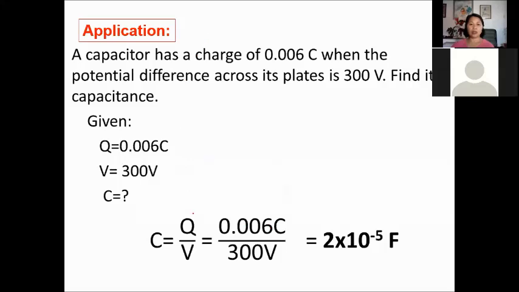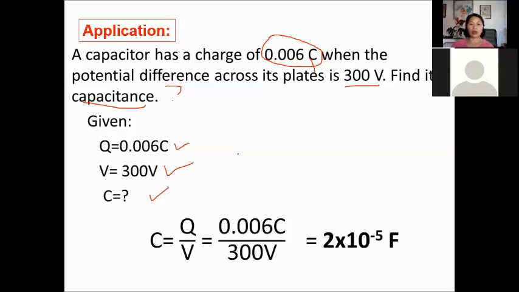Let us solve a simple problem to illustrate the concept of capacitance. A capacitor has a charge of 0.006 coulomb when the potential difference across its plates is 300 volts. Find its capacitance. So go back to the problem and identify the given quantities. 0.006 coulomb is the charge. 300 volts is the potential. And we are going to find the capacitance, question mark. So write that here.